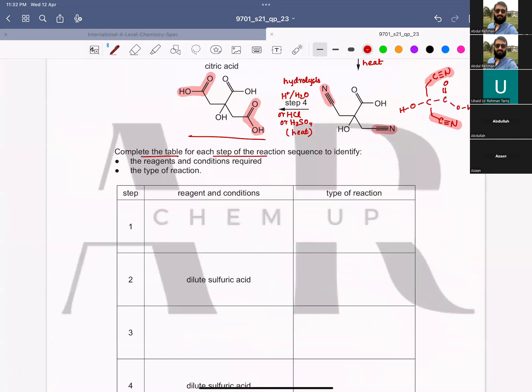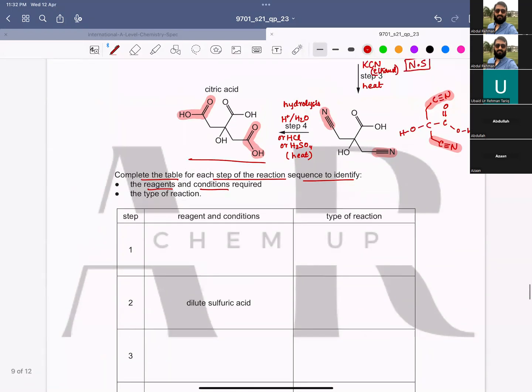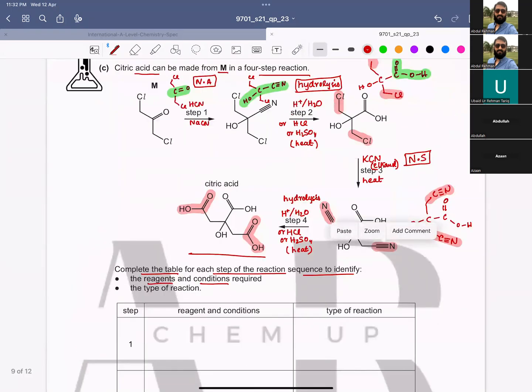Complete the table for each step of the reaction sequence to identify the reagents and the conditions required. Okay. In step 1, what reagent is needed? HCN and NaCN, which is a catalyst. So the condition is catalyst. Type of reaction, we have identified that it is nucleophilic addition.